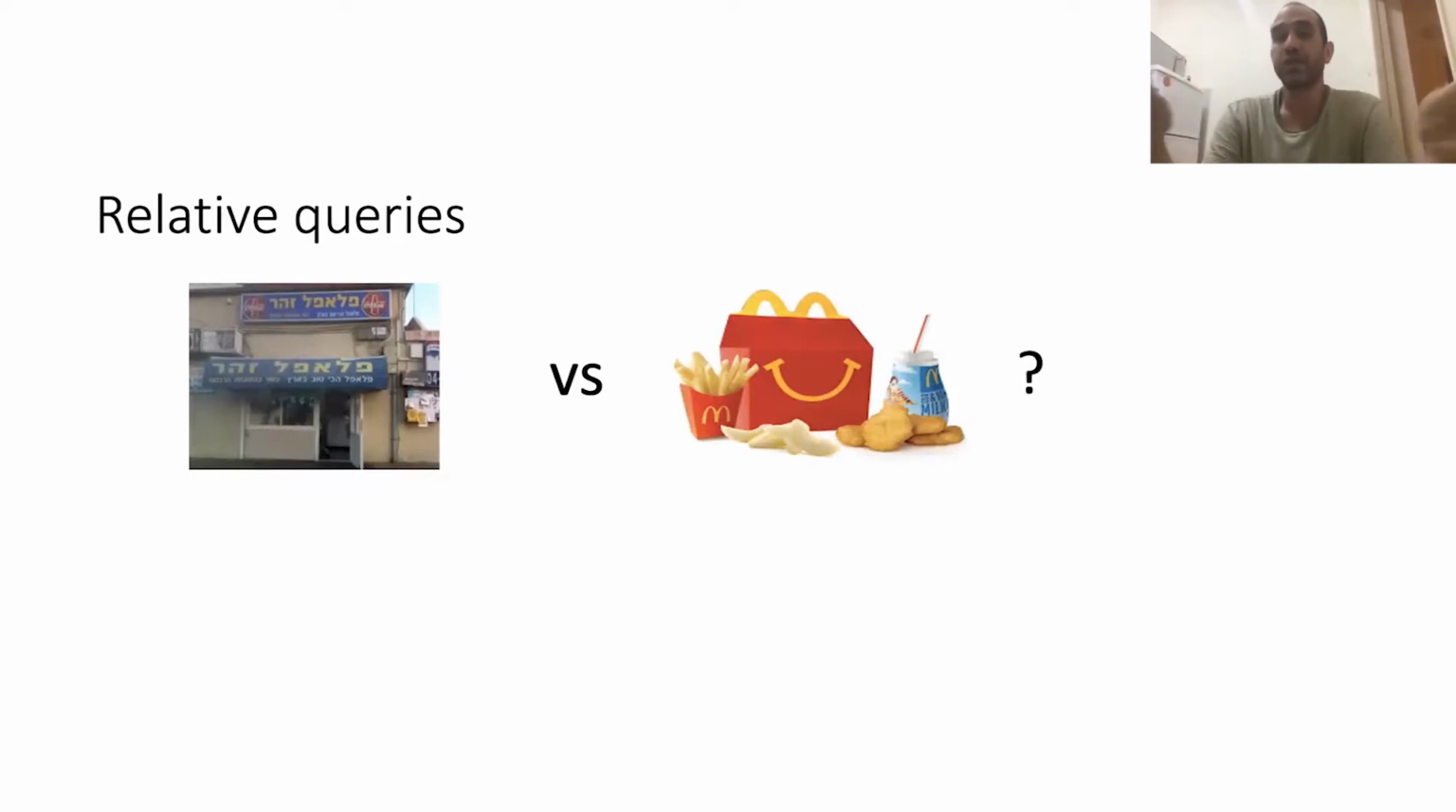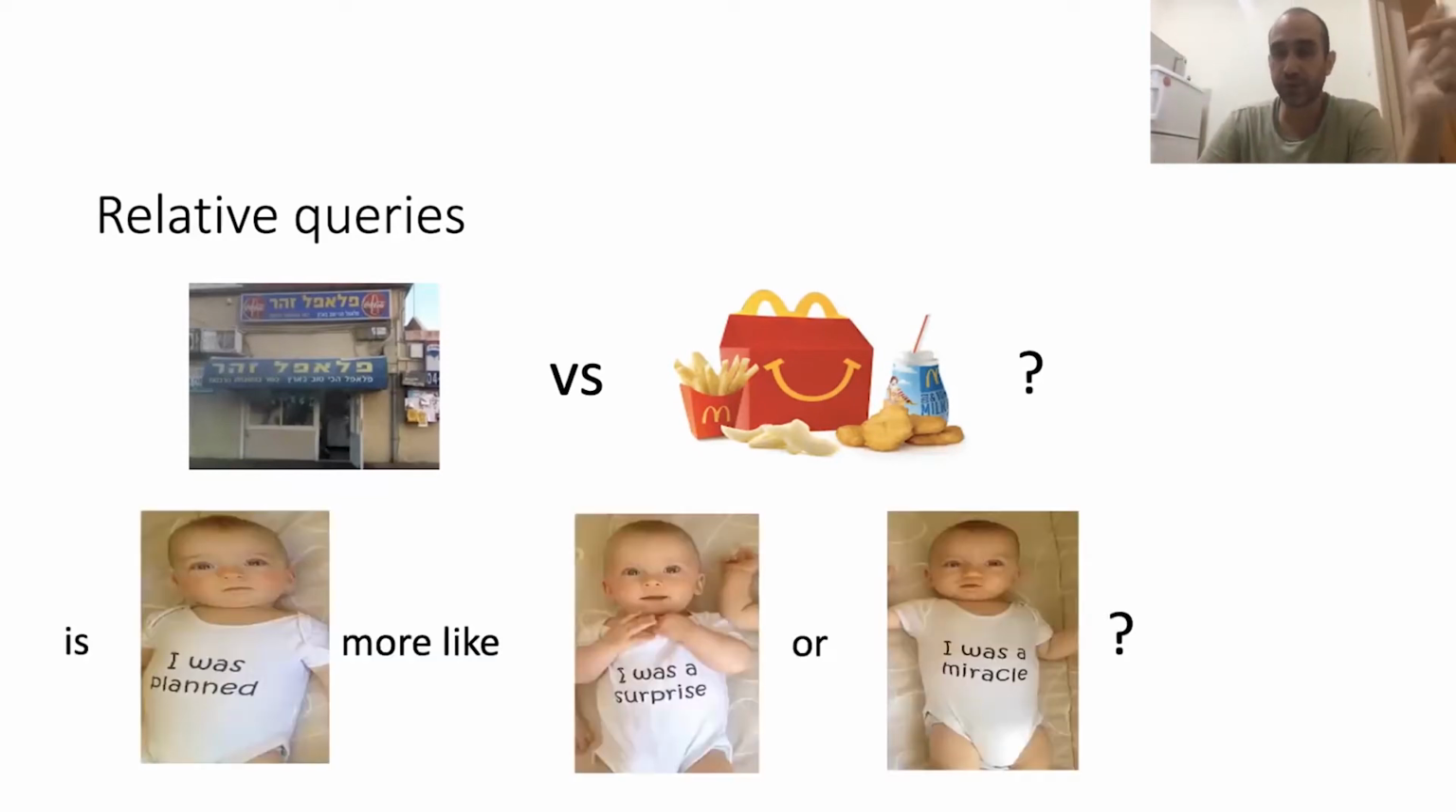But then you can imagine that it can also ask you, okay, you told me that you like both Falafel Zohar, which is a falafel place next to the Technion, and McDonald's. Which one of these two restaurants did you like more? You can imagine this kind of question. Another type of relative queries that are useful in practice are triplet queries. You can ask about a triplet of data points which two are more alike. So this is basically what inspired our work.